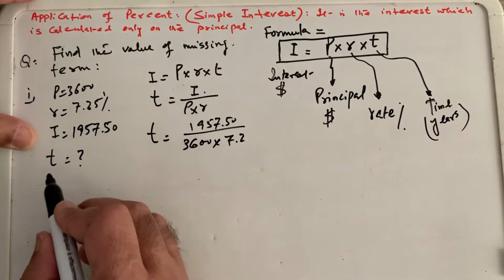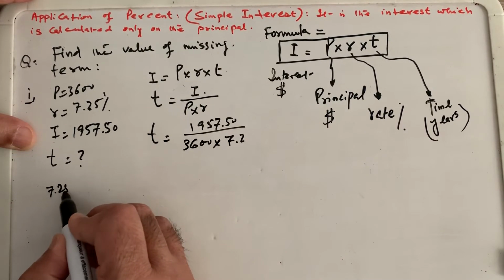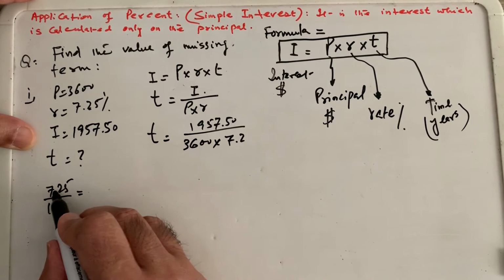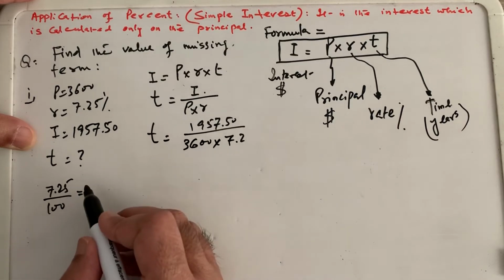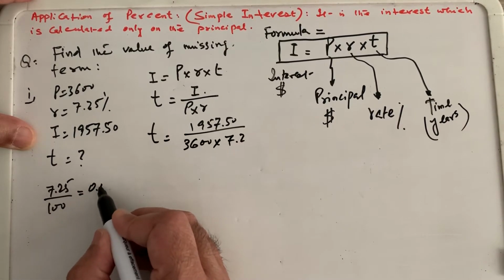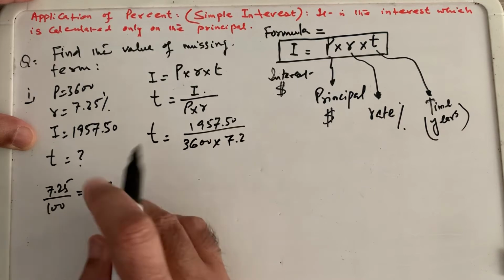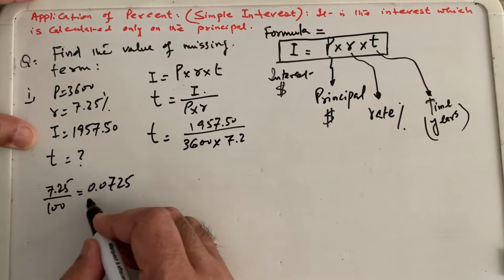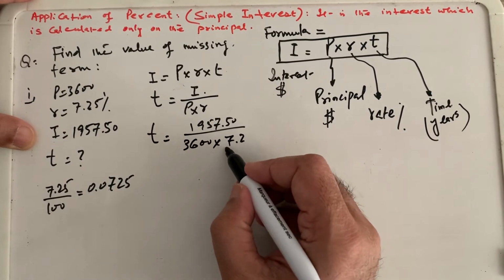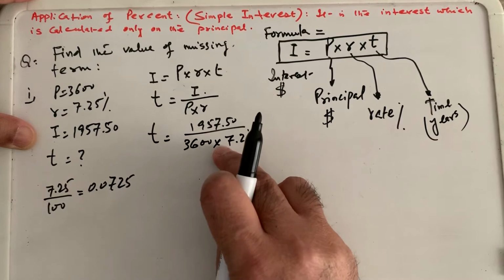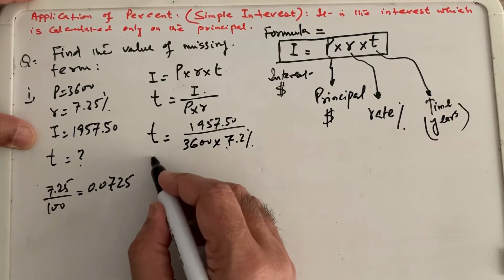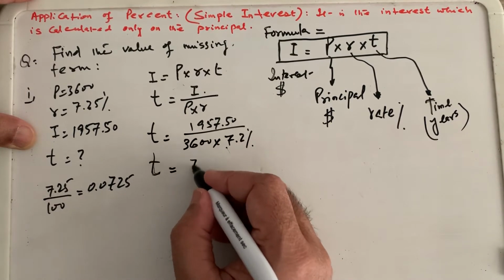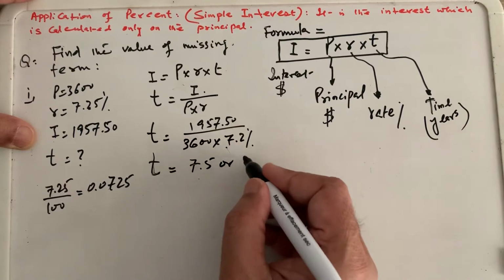Both ways are correct. If you want to find 7.25 divided by 100, you can calculate it here. The decimal moves 2 digits to the left, so this will be 0.0725, right? You can use this factor, or you can use 7.25% as 7.25 divided by 100. When you calculate this, you will get your time, which is 7.5 years.